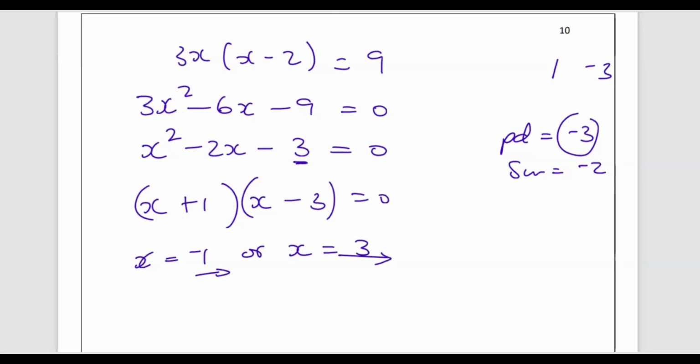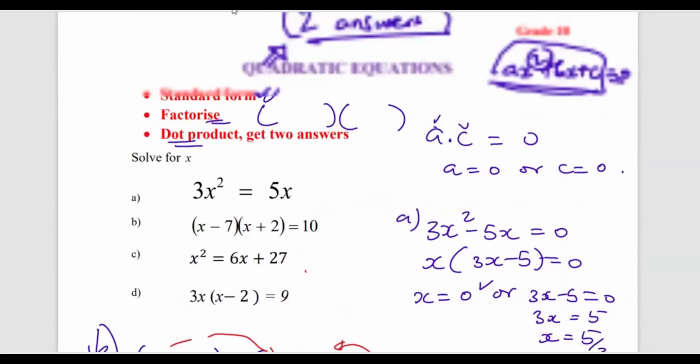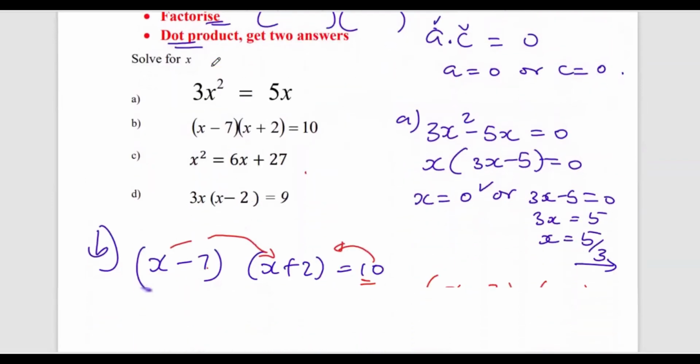That is what we do with the quadratic equations. So I'm going to stop there with the quadratic equations.